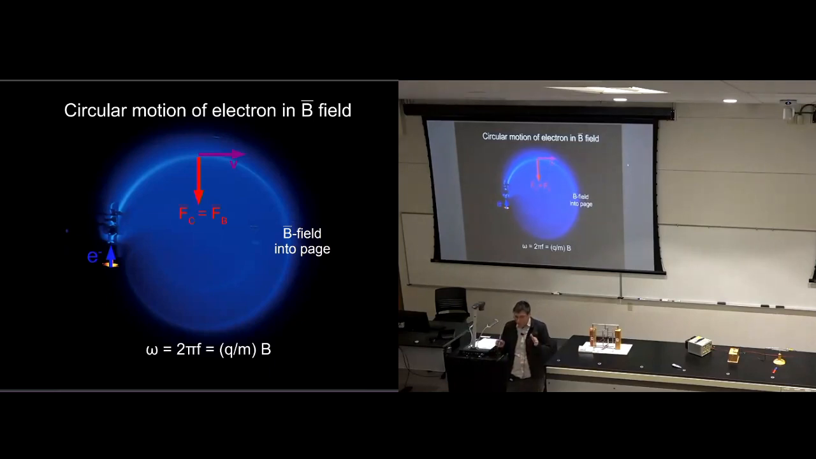There's a very special feature of particle orbits in magnetic fields. And that very special feature has to do with the period of the orbits, or the frequency or the angular frequency of the orbits. Those are how many orbits per second or how many radians per second.